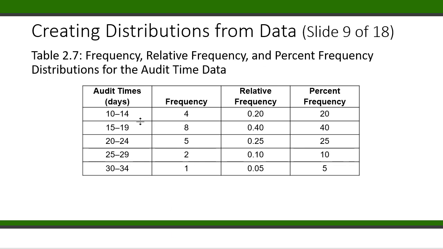And so an example then becomes, okay, we've got our bins, audit times and days. So 10 to 14 days, 15 to 19 days, and so on. Then we count up how many fall in that bin range. So there were 4 in the 10 to 14 days and 8 in the 15 to 19, and so on. Then we get the relative frequency and the percent frequency. Again, that's done by getting the total number here, divide that total number into each one of these frequency values, multiply by 100 to get this over here, and it should add up to 100%. If it doesn't, you've done something wrong.